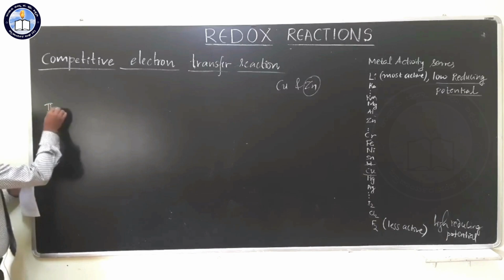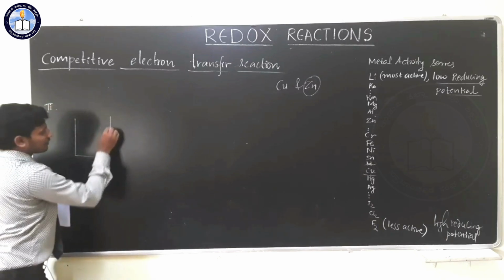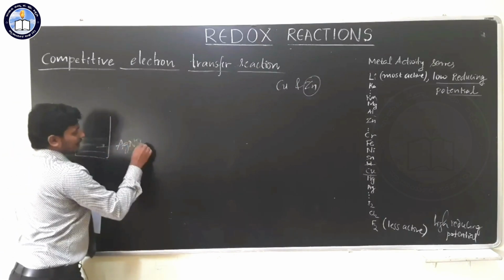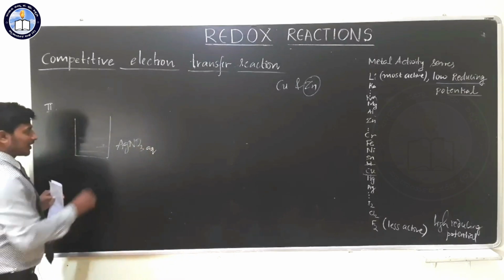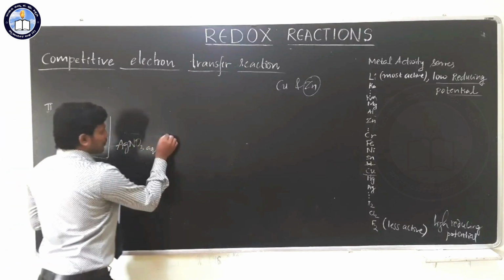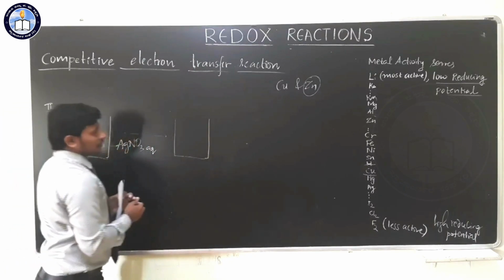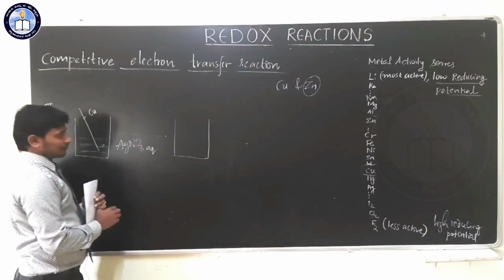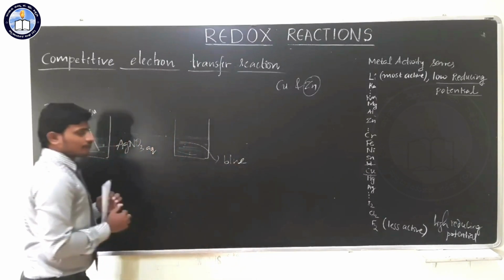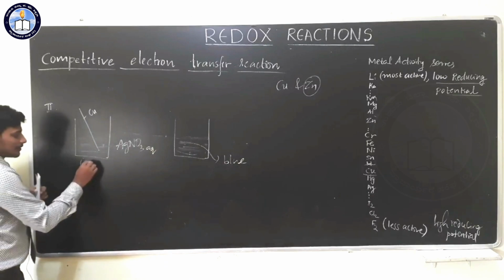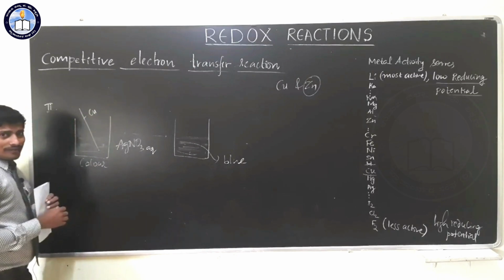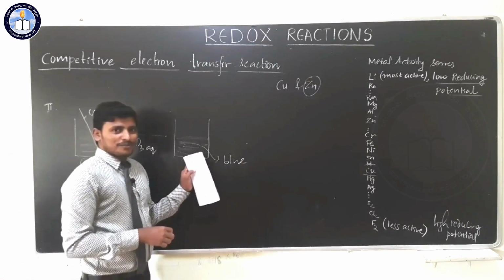Let me take another example. I have to take a small beaker and in that take silver nitrate solution. Then I immerse a copper rod. After some time, if you observe this beaker, the color of the solution turns blue. First it is colorless, but when we add the copper rod, the color of the solution changes to blue.